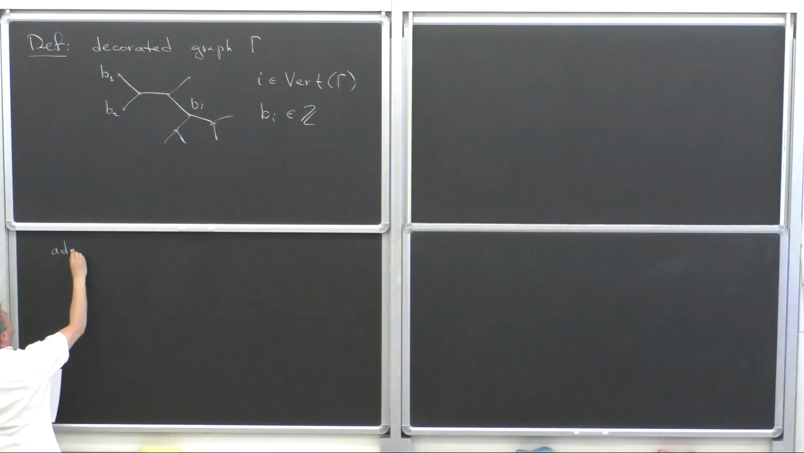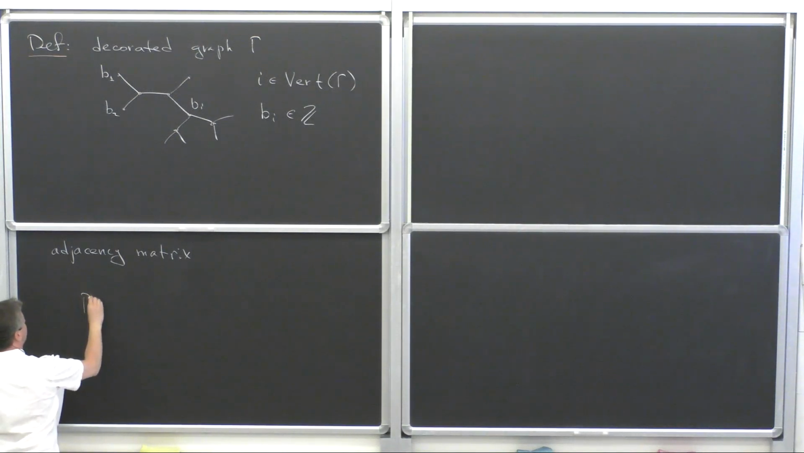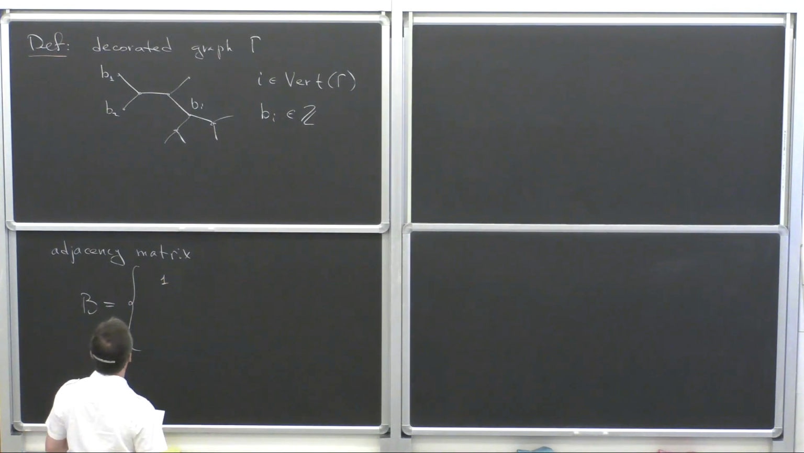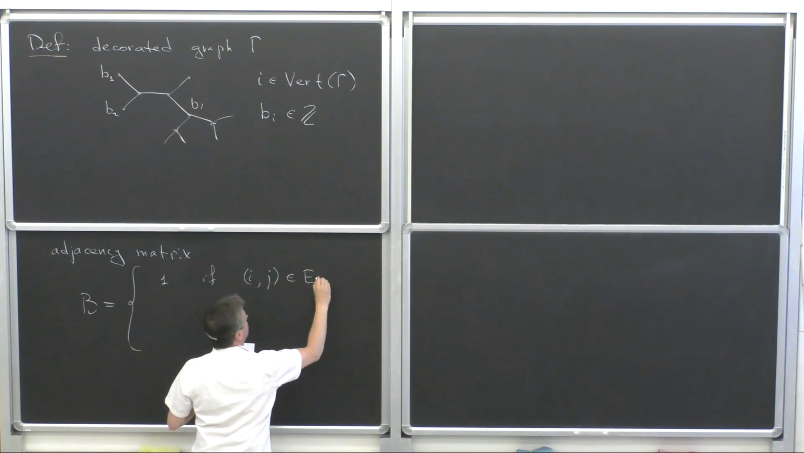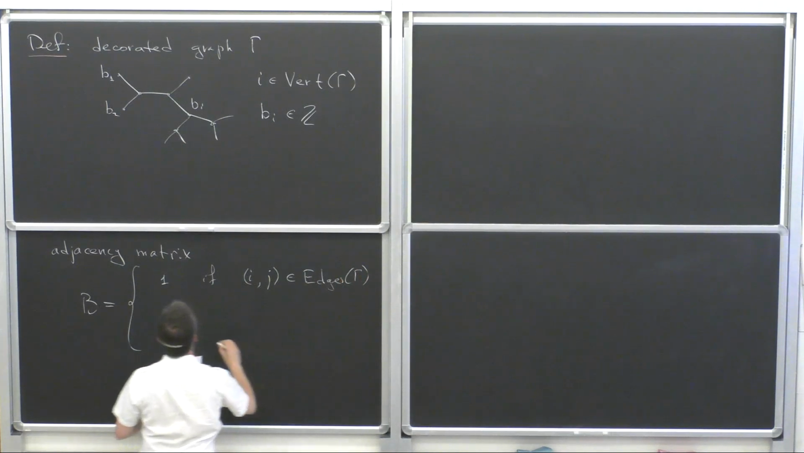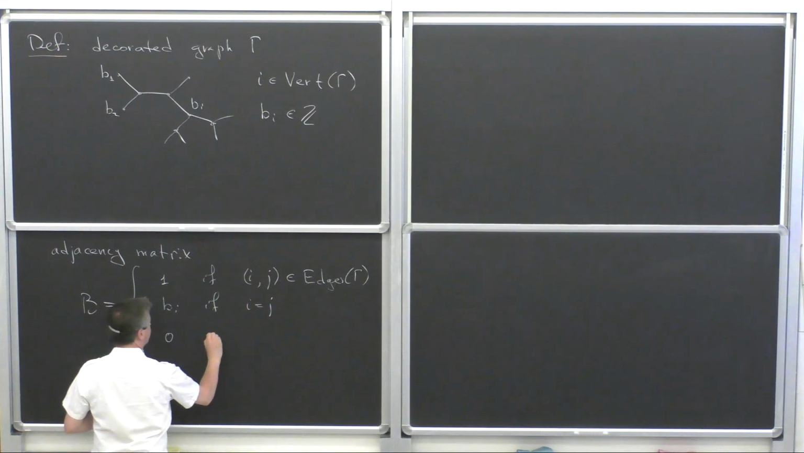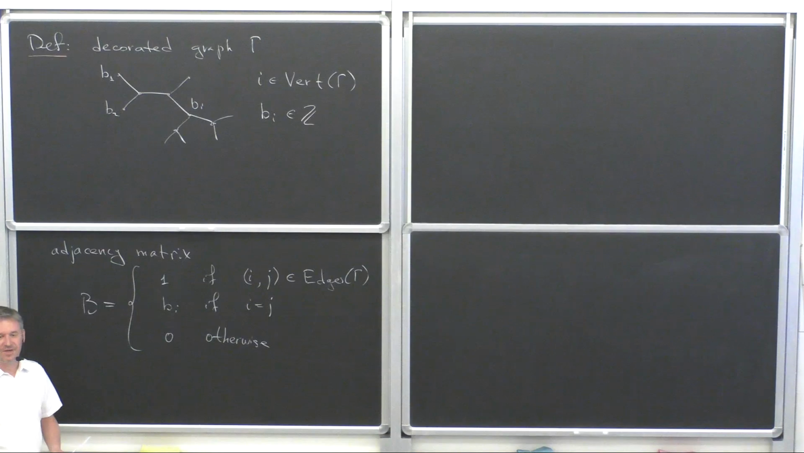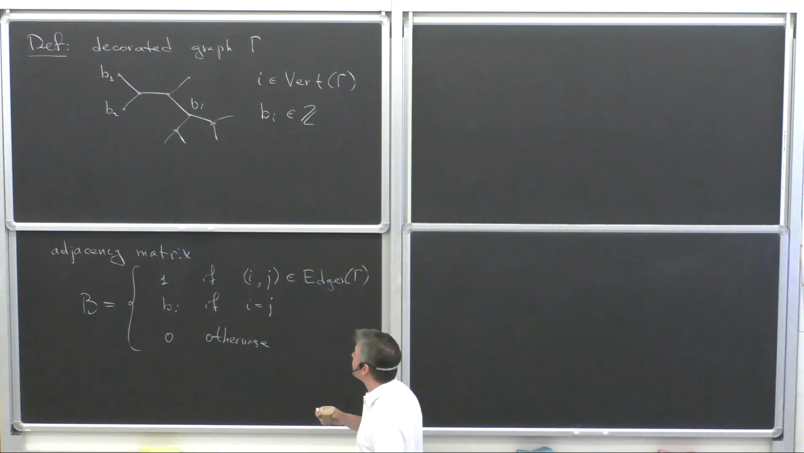In adjacency matrix, I'll call it capital B, the matrix which has one if vertices i and j form an edge. Then bi if i equals j, and 0 otherwise. So that's going to be the defining set for some class of models that we'll consider today. We'll enrich it if time permits.